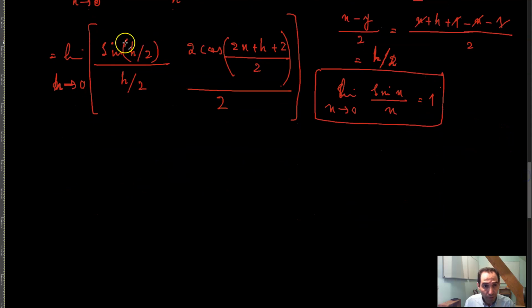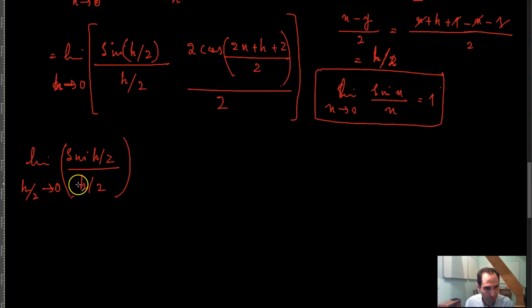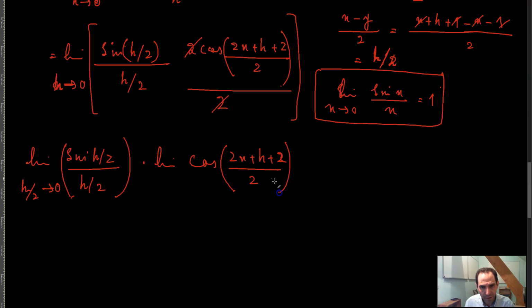And therefore, I will be able to write this as the limit of sine of h divided by 2, divided by h divided by 2, as h divided by 2 tends to 0. And I'm saying h divided by 2 tends to 0 because originally h tends to 0. But if h tends to 0, h divided by 2 also tends to 0. So we can write that, and times the limit of, these two cancel out, cos of (2x plus h plus 2) divided by 2 as h tends to 0.